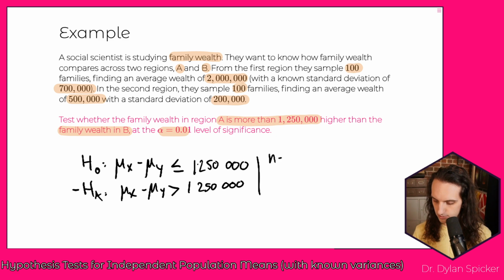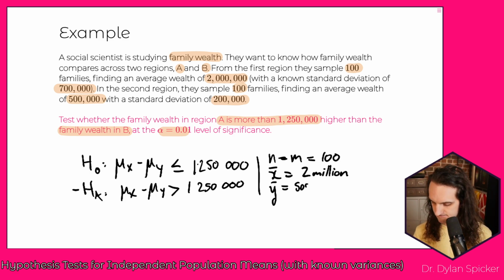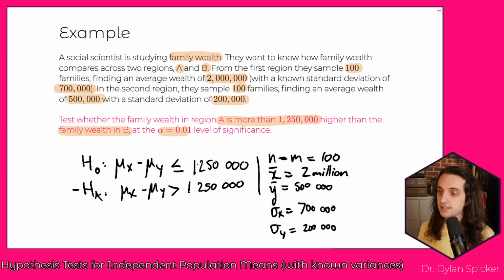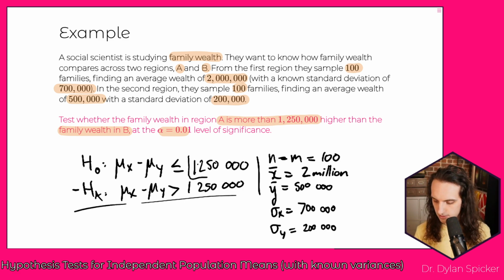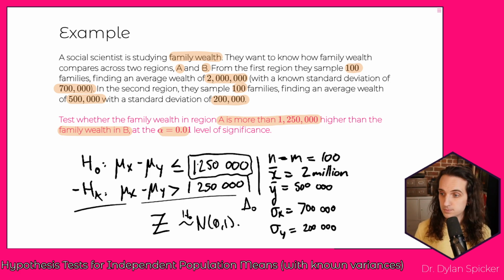So other than forming a one-tailed test here, we have a similar situation. We have n equals m equals 100. We have that x bar is 2 million. We have that y bar is 500,000. We have that sigma x is 700,000, and we have that sigma y is 200,000. Taking all of this together, along with our hypotheses, we can compute our z-score. In this case, we're going to be subtracting off this value here as the value for delta naught. Then under our null hypothesis, our z-score is going to be distributed as a normal 0, 1. And so that's the setup.